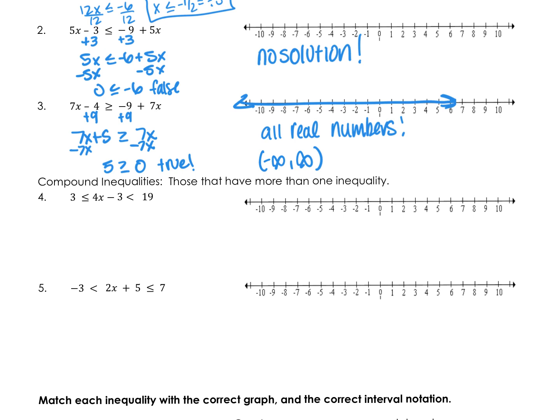So in the middle here, if I want to get x by itself, what would I do first? Get rid of the 3 first, right? And do I want to subtract though? I want to add 3. So add 3 here to get rid of the 3, but then you have to do that to all 3 parts of the inequality. So you'll have 6 is less than or equal to 4x, less than or equal to 22.